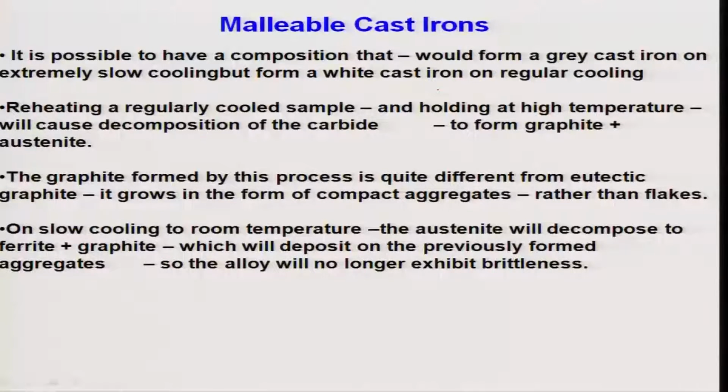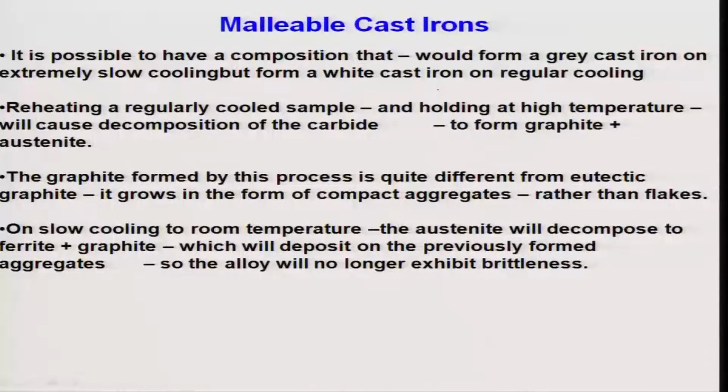That means, if I take a cast iron composition and cool it very fast, instead of forming graphite, it will form cementite, as we have seen. Basically, there are two competitive eutectic reactions. One is liquid going to gamma plus graphite, taking place at 1154 degree Celsius. The other is liquid going to gamma plus cementite, and it occurs at 1146 degree Celsius. So, hardly an 8 degree difference, 1146, 1154.